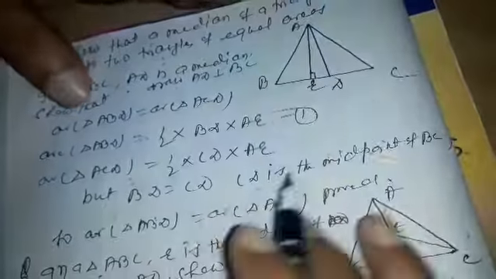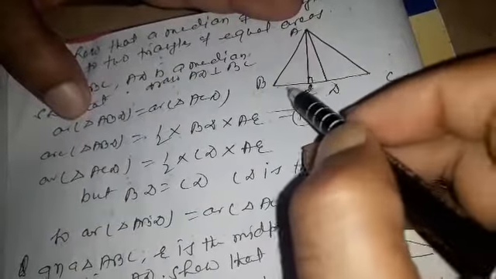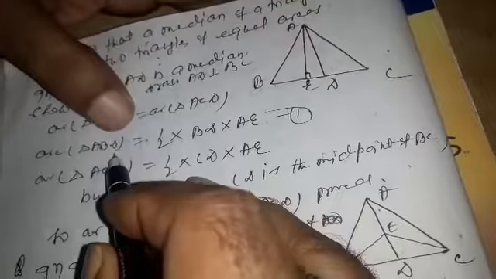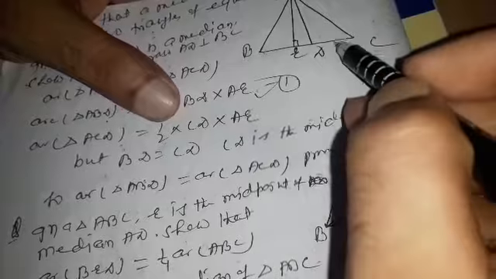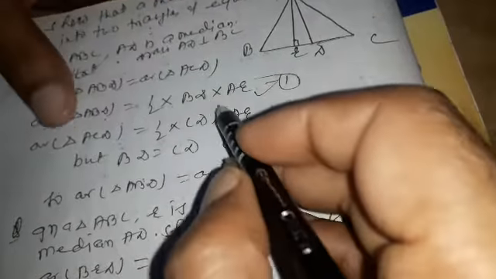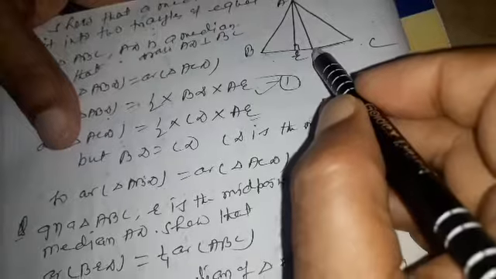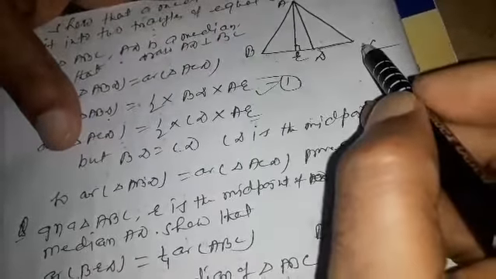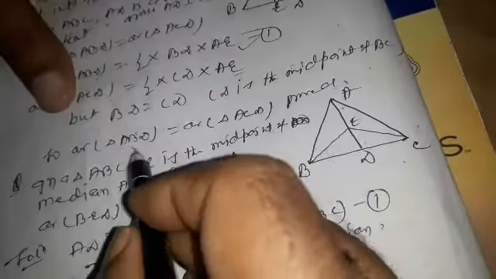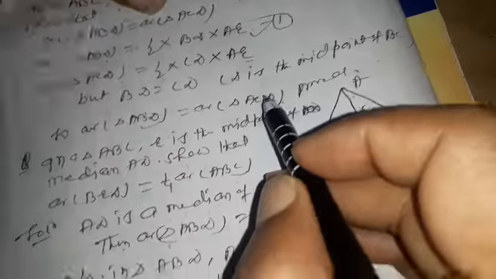Now area of triangle ABD. The area of a triangle is equal to half into base into height. So area of ABD is half into BD into AE. Area of triangle ACD is equal to half the base CD into AE height, but BD is equal to CD because D is the midpoint of BC. So therefore area of triangle ABD is equal to area of triangle ACD.